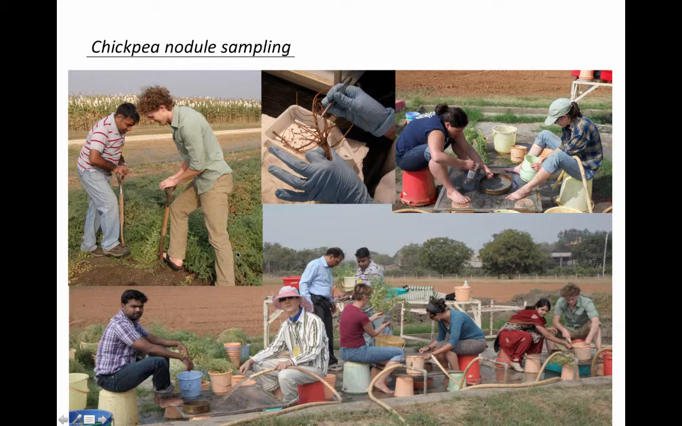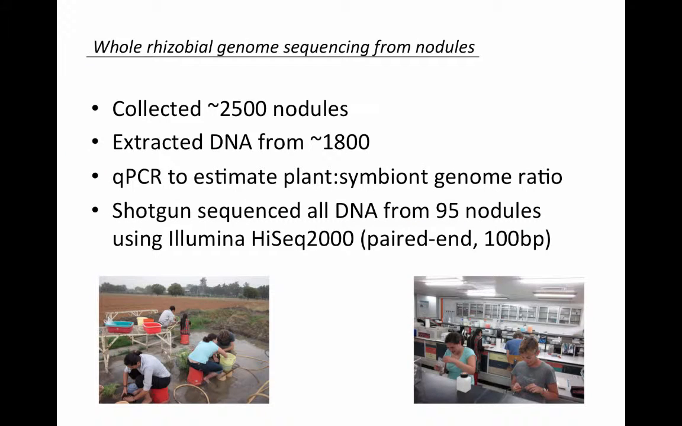So we focused on India, where we grew chickpeas, featured here on the left with Alex and our partner Rajiv, and they're digging up the roots of chickpea. And on them we find these nodules, which we cleaned in the field to remove as many bacteria on the surface of the nodule as possible. So in total, from a planting of chickpea and wild chickpea in India, we collected about 2,500 nodules, and we extracted DNA from 1,800 of them.